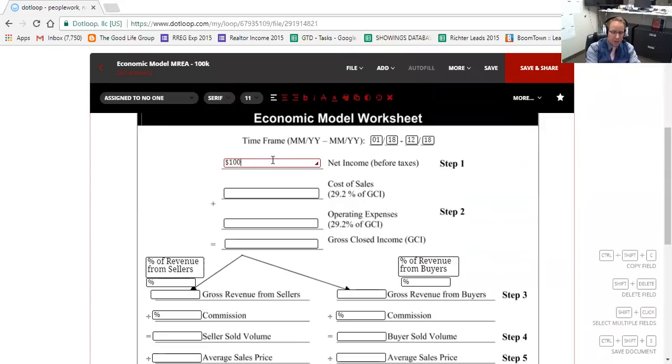Okay? What we're going to do is walk through step by step in this model and look at all the numbers that factor into the equation, so you can figure out what the numbers look like for you. Obviously it starts with understanding what you want to net before taxes. These next two, from the book, talk about setting aside 29.2% of your gross commission income for cost of sales and 29.2% for operating expenses.